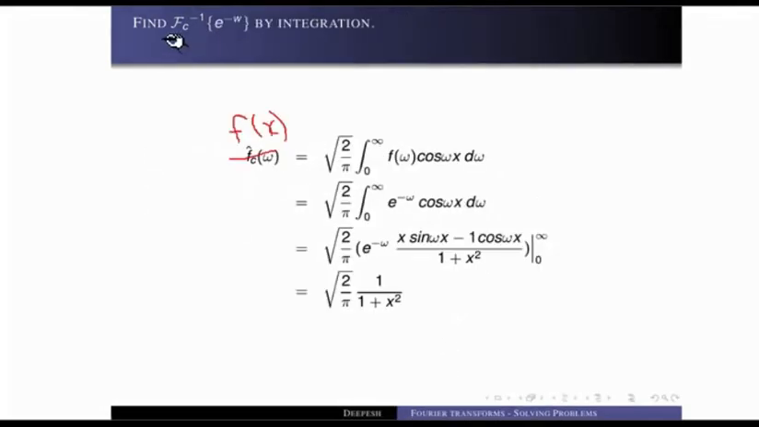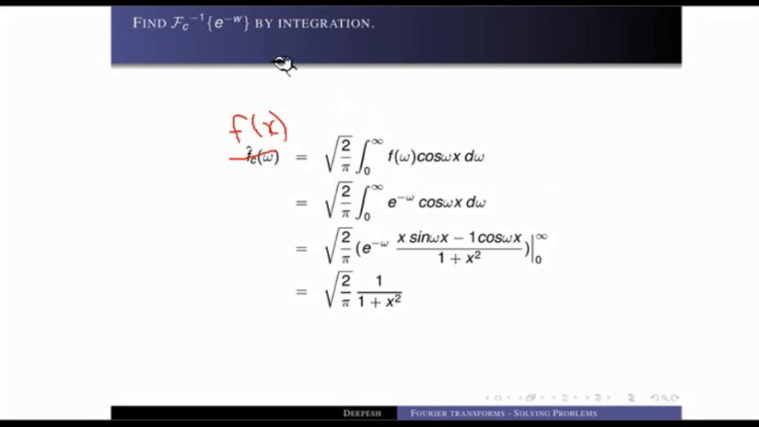Now the next problem is to find the Fourier cosine inverse of e raised to minus omega by direct integration, that is by using the formula. So that means you need to use the Fourier cosine inverse formula. So that will be giving you f of x equal to root of 2 by pi integral 0 to infinity f of omega into cos omega x d omega.